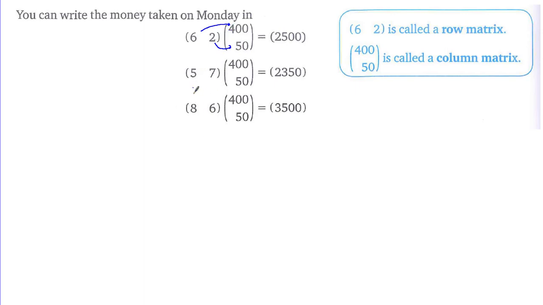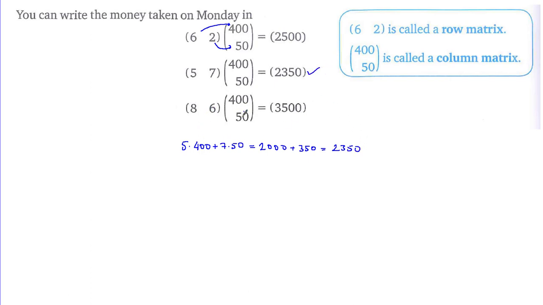Or if we calculate for this one, these are Tuesday values: 5 times 400, as 5 TV were sold, and 7 radios sold, which is 7 times 50. 5 times 400 is equal to 2,000, and 7 times 50 is equal to 350. So the answer is 2,350, as you see here.